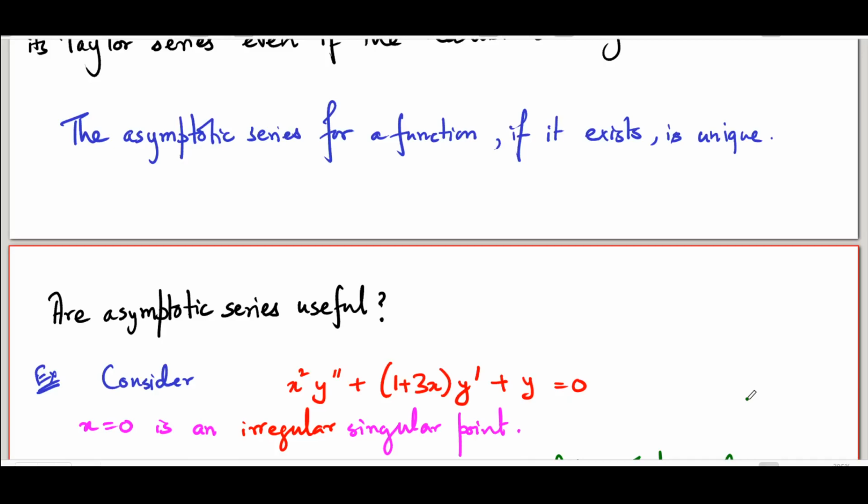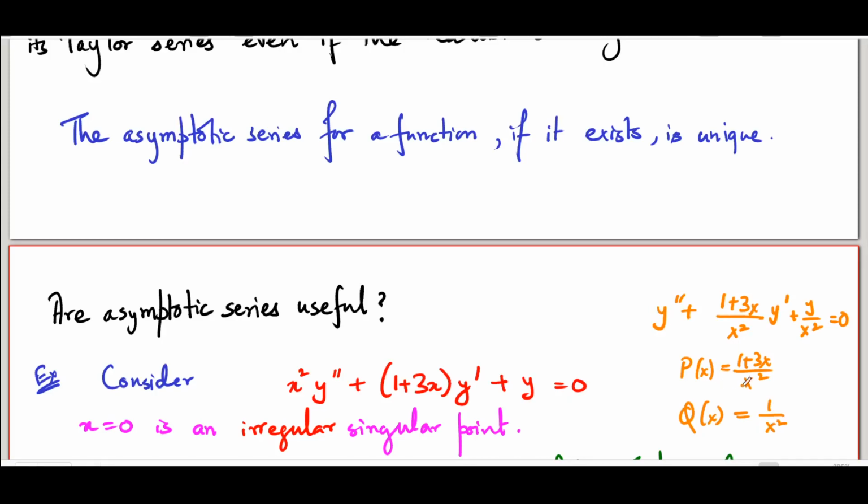At this stage, there is just a differential equation which we want to solve. The differential equation is x squared y double prime plus (1 plus 3x) y prime plus y equals 0. If you write it out in the standard form, this becomes y double prime plus (1 plus 3x)/x squared y prime plus y/x squared equals 0. So matching with the standard form, y double prime plus p of x y prime plus q of x times y, we see that p of x is (1 plus 3x)/x squared and q of x is 1 over x squared. Now we run into trouble.